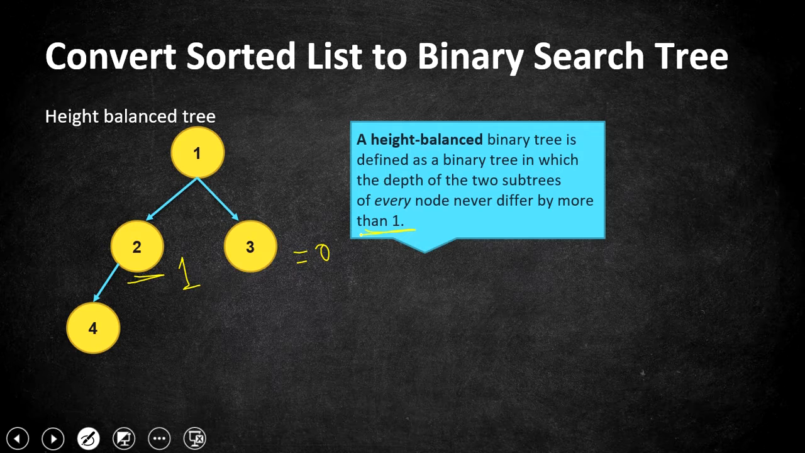For example, if we add one more node to our node 4, then it is not a height balanced tree, because the depth of 2 is going to become 2 and the depth of 3 is still 0. So in this case, it is not going to be a height balanced tree.